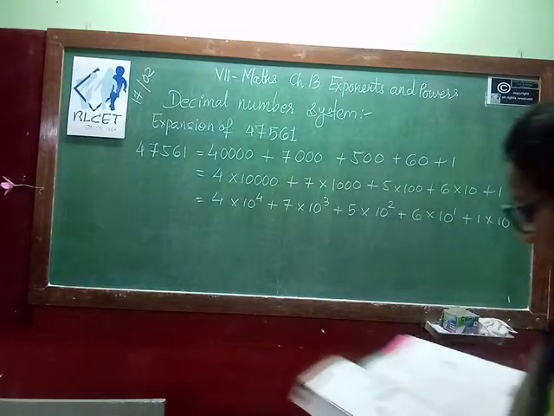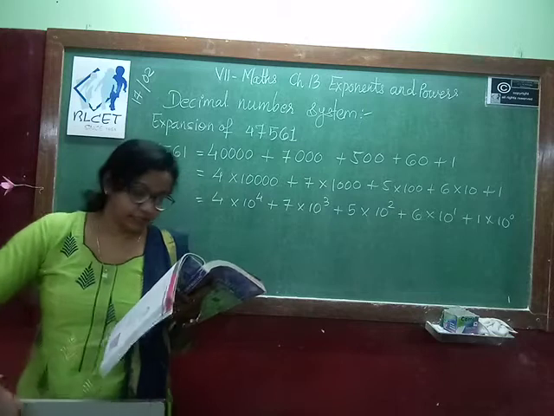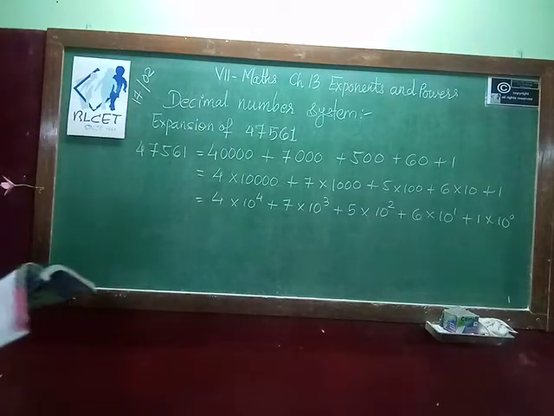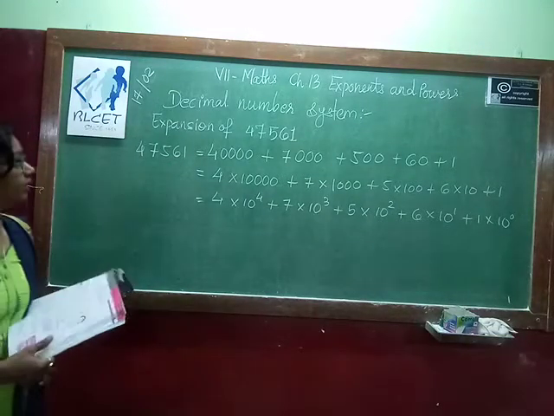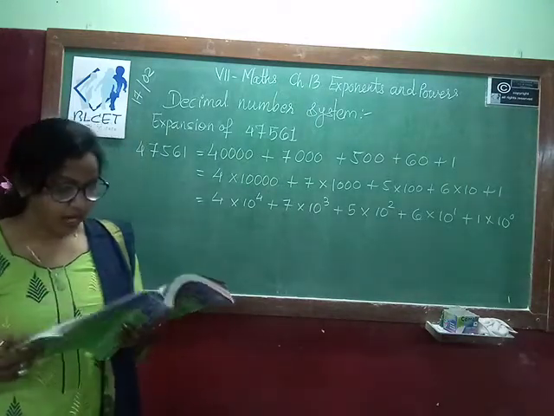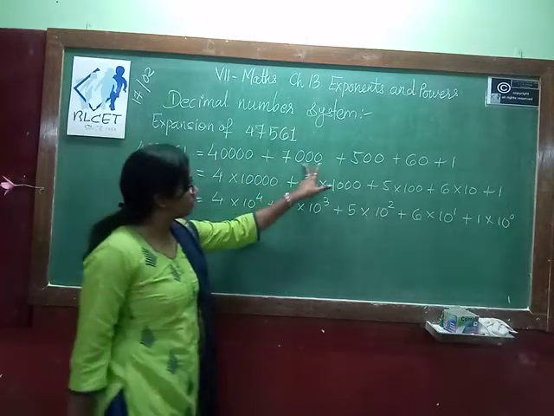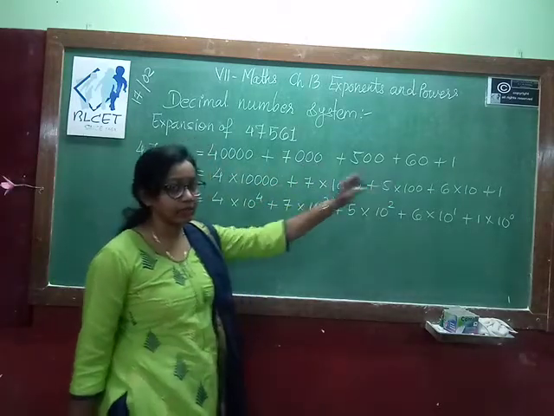So now we understand the decimal number system. In that we have already discussed the expansion of 47,561. So how will you expand this number? 40,000 plus 7,000 plus 500 plus 60 plus 1.